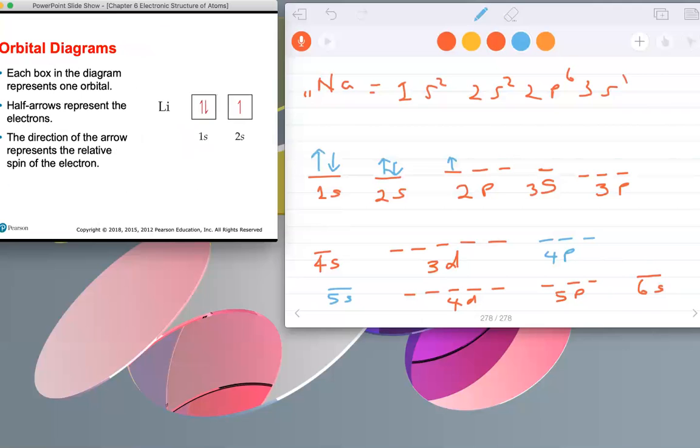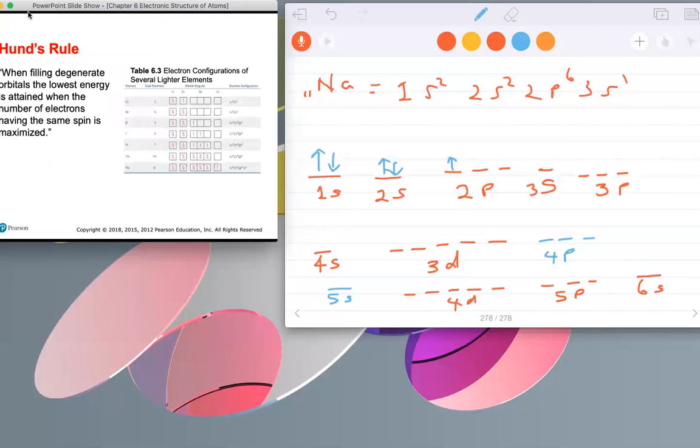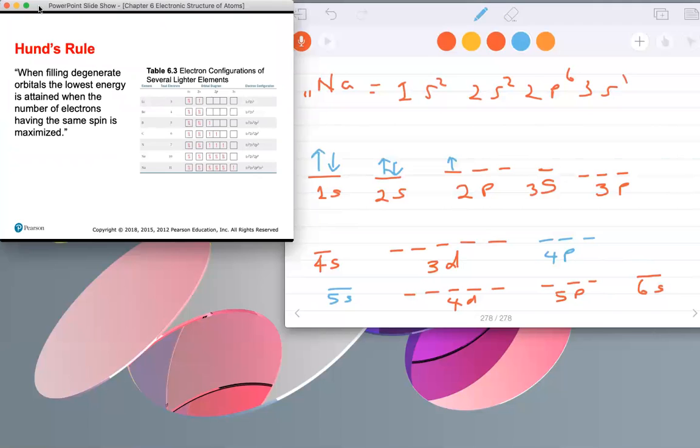I wanted to point out Hund's rule here: when filling degenerate orbitals, the lowest energy is attained when the number of electrons having the same spin is maximized. So you should not pair them up. That was boron; for carbon, you just put another one right there.